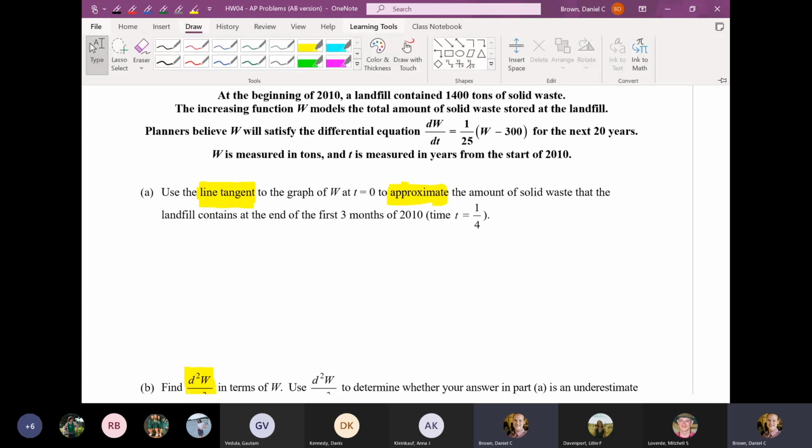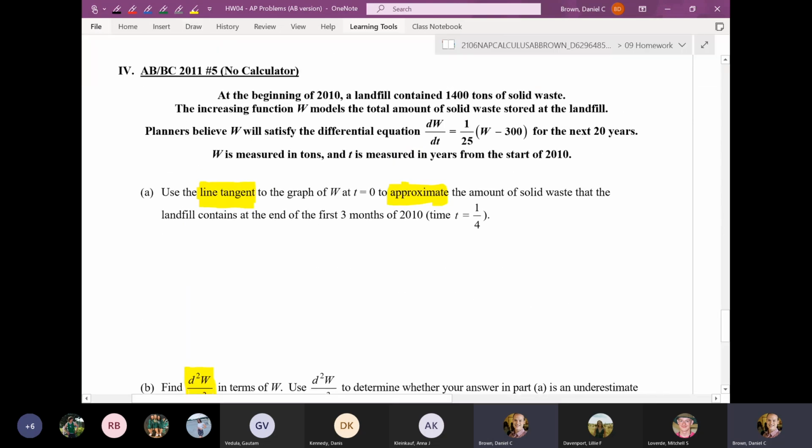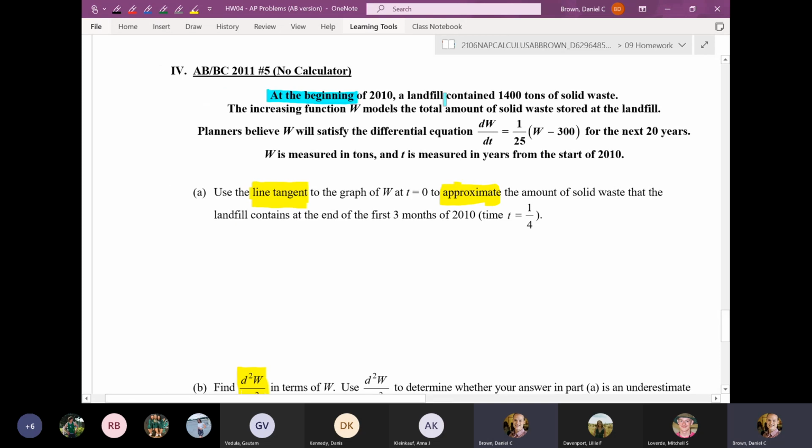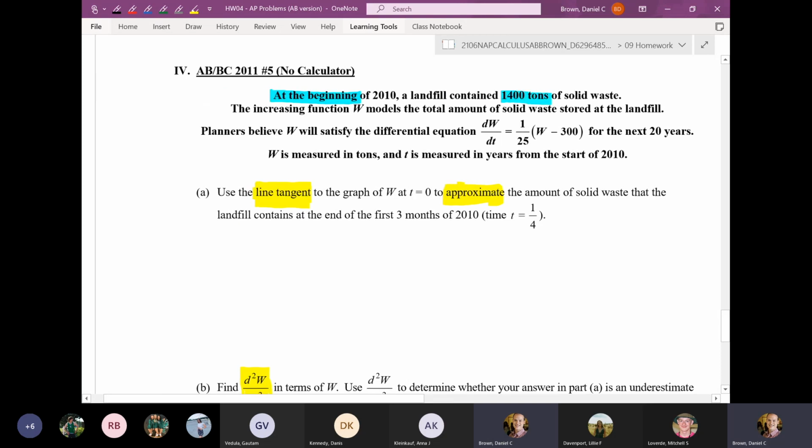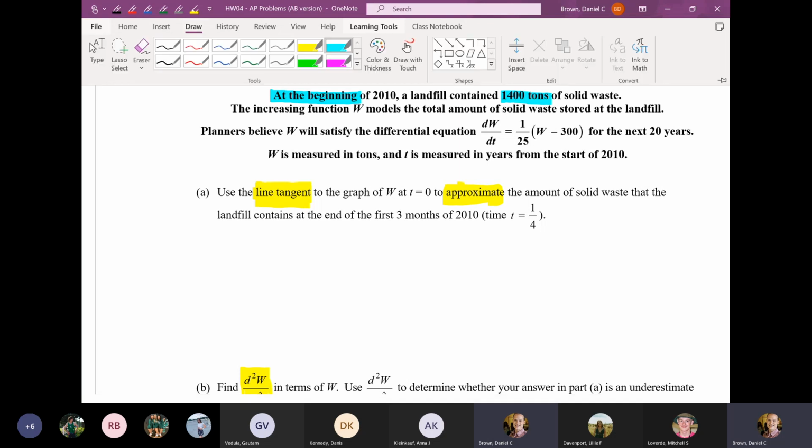So let's go ahead and read this problem. I'm going to highlight the parts that I find important. It says, at the beginning of 2010, a landfill had 14 tons of waste. That's kind of like an initial condition. It gives us the function.